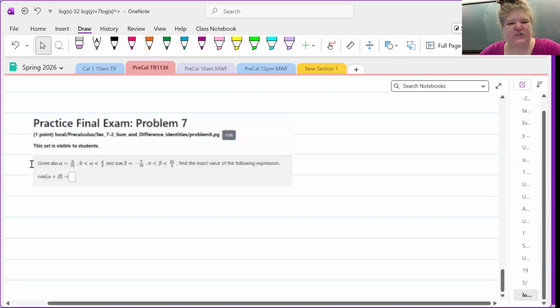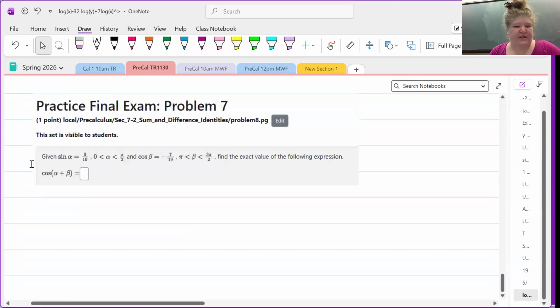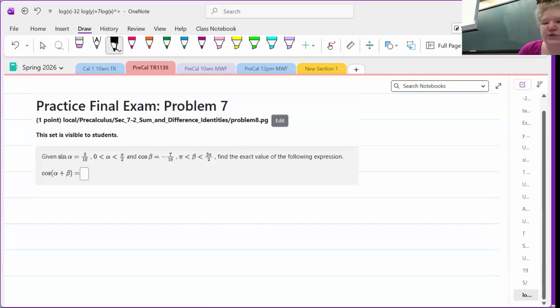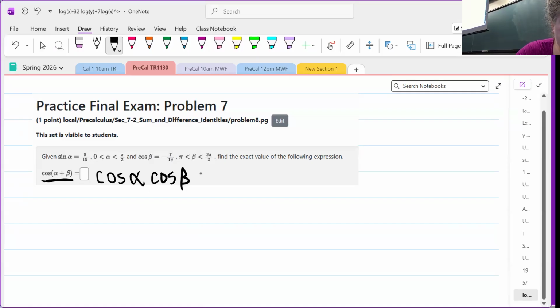So this is asking us to work with the sum and difference formulas. One of the steps in solving this problem is to look up the formula for cosine of a plus b from the front of the test. So the formula here is cosine alpha cosine beta minus sine alpha sine beta.